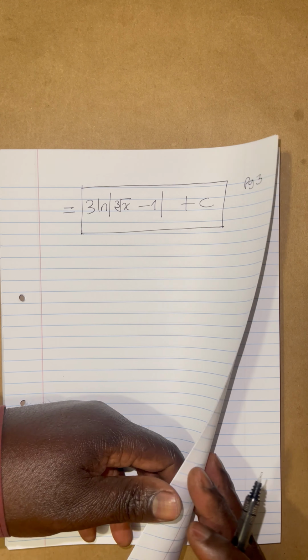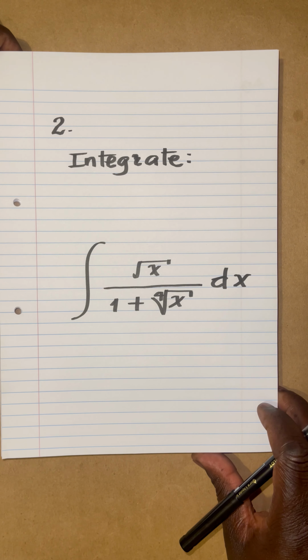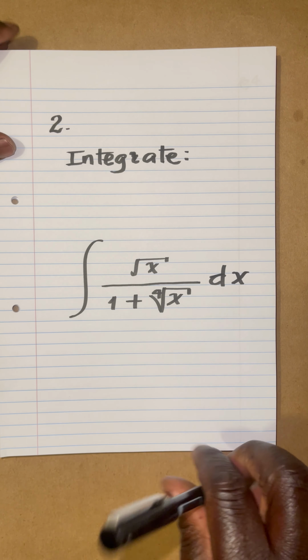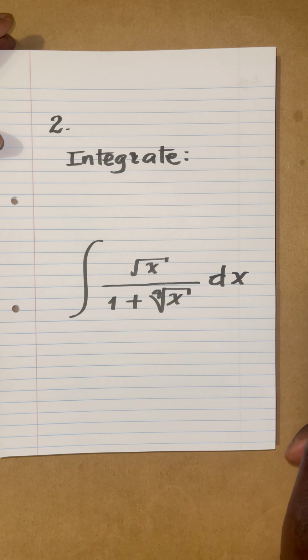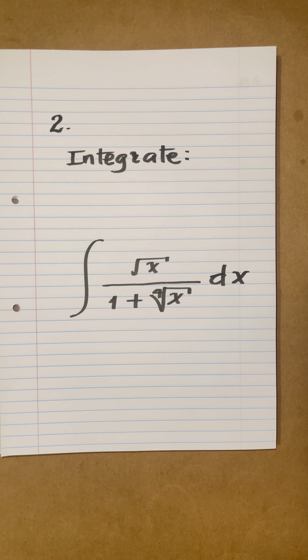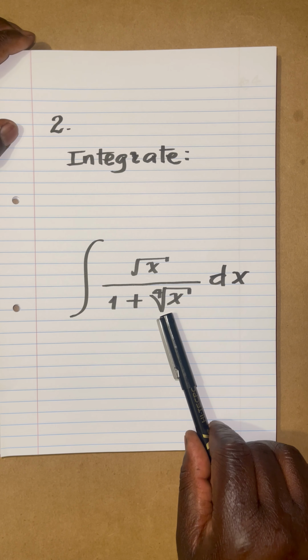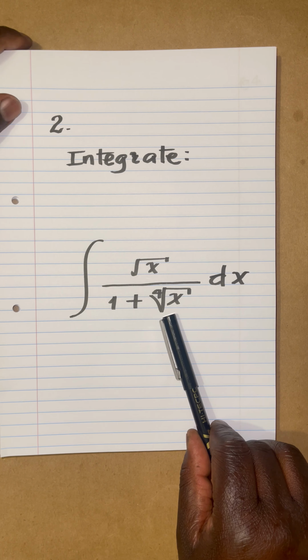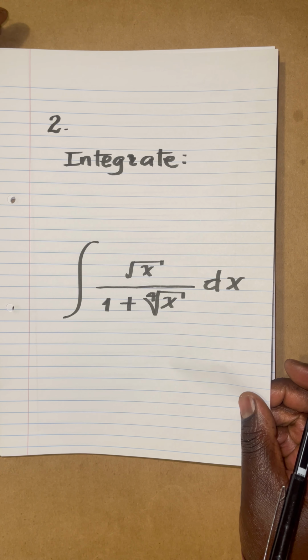I'm going to move to page 4. I don't want to continue on the same page. Page 4. Our second integral in this video is this one here. We are to evaluate or integrate square root of x all over 1 plus 4th root of x dx. Now, how do we approach this? Well, look at the 4th root of x. We can rewrite this expression here, and that will allow us to use u substitution. So these are examples, like I've said in the previous videos, of higher order u substitution.